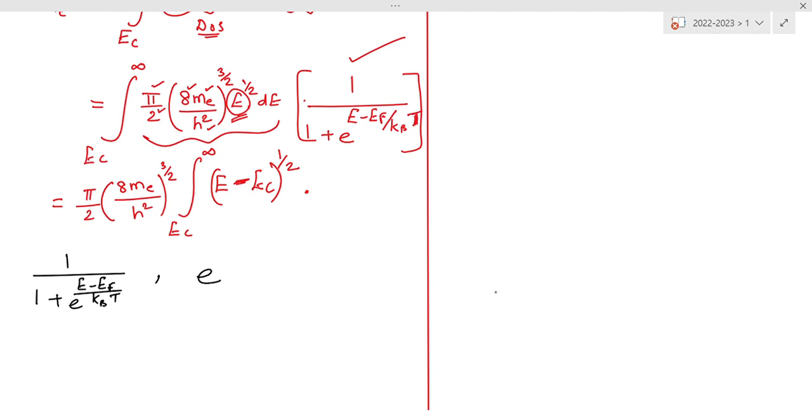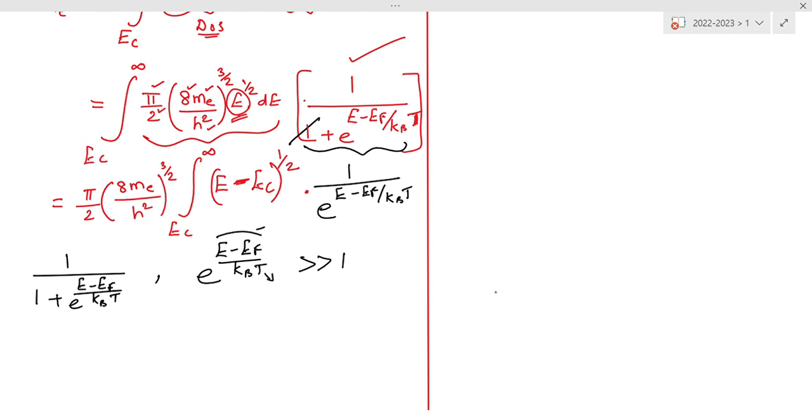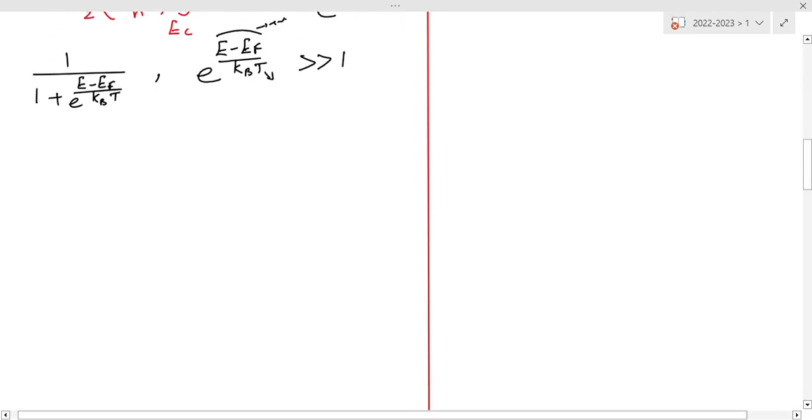Therefore, e power E minus EF by kBT is very much greater than 1, so this 1 can be neglected. Therefore, I am writing this equation as 1 divided by e power E minus EF by kBT, neglecting 1, since the exponential of E minus EF by kBT is very much greater than 1. T is greater than 0 Kelvin, and E minus EF will be of positive value also. Because of this we are neglecting 1.